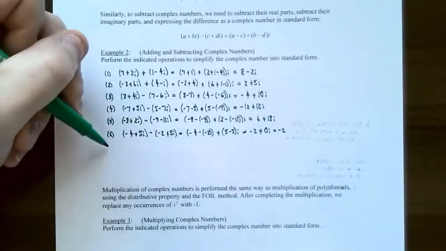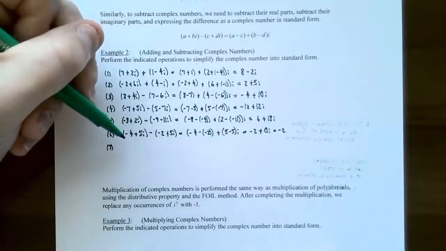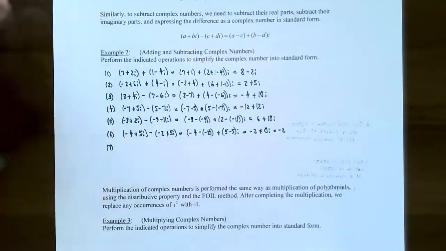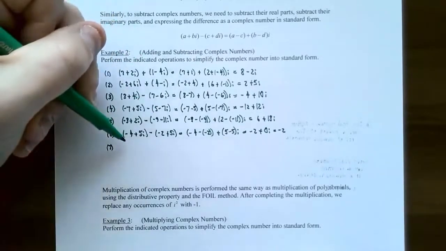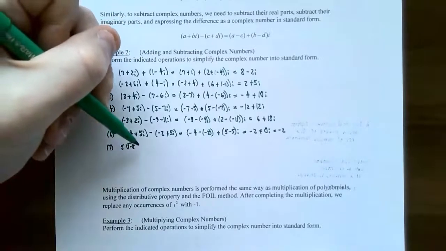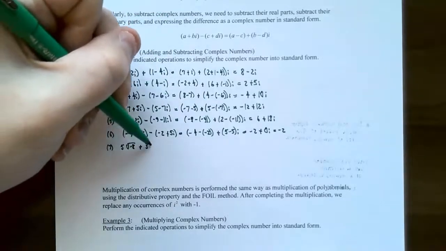All right, now number 7. This will be a little bit more work because we're going to be given square roots of negative numbers to start off with. So this is a combination of what we learned so far with example 2 and also combining it with example 1. So 5 times the square root of negative 8 plus 3 times the square root of negative 18.